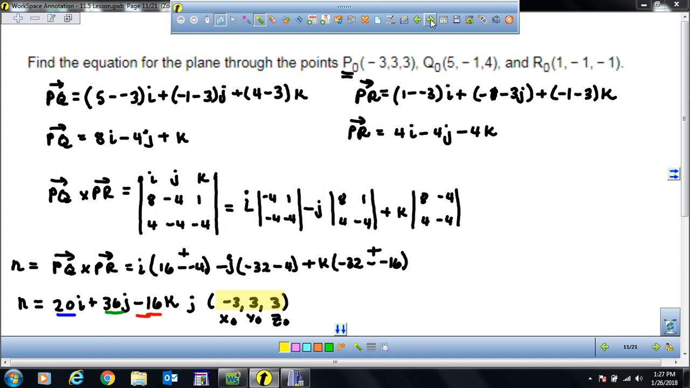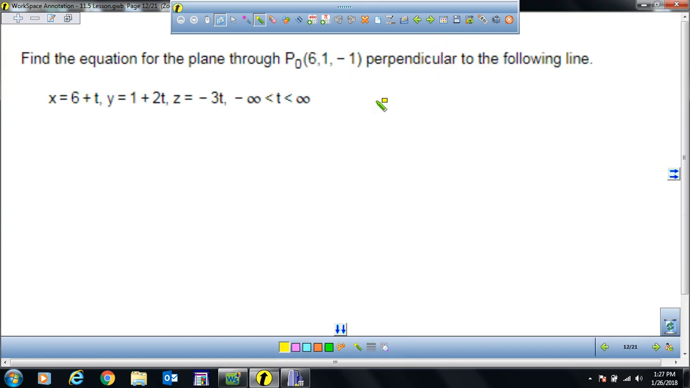Okay, next question. Now we're going to find the equation for the plane that passes through the point 6, 1, and negative 1, and it's perpendicular to the following line. Perpendicular to this line.